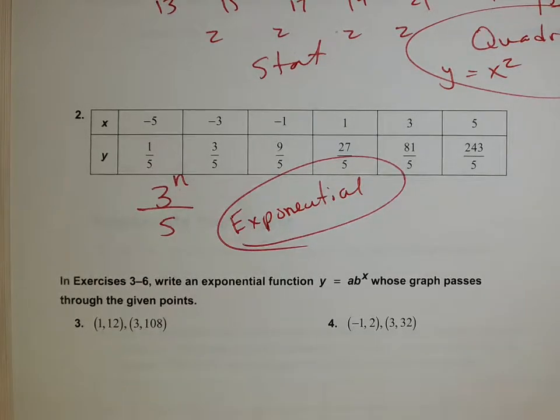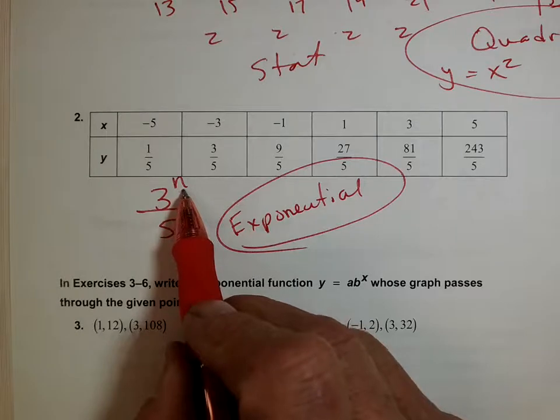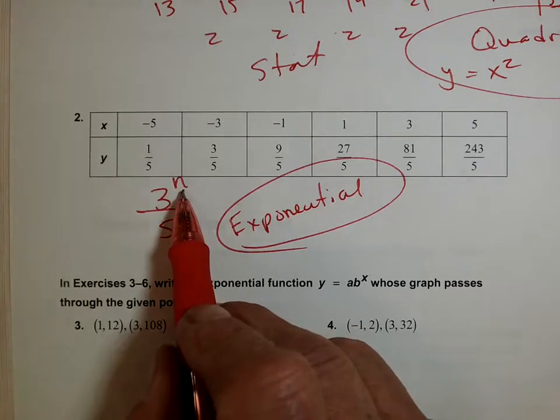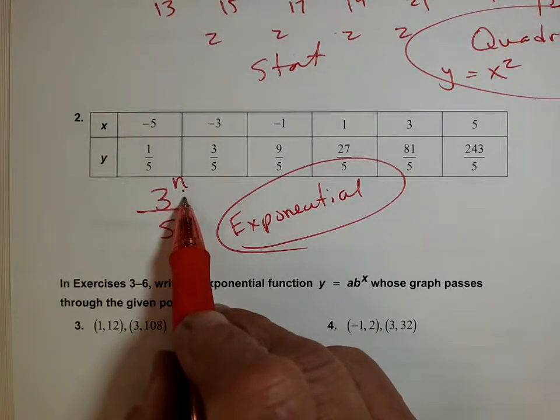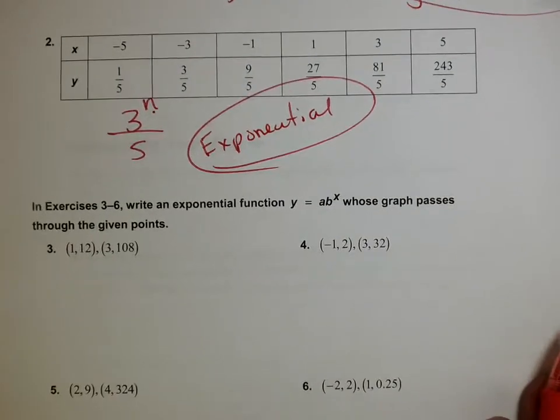It's exponential, okay? So we say it's exponential when the variable is the exponent. It's not cubic. It's not squared. It's exponential, okay? Now, number 3 is different, and this is the hard stuff.